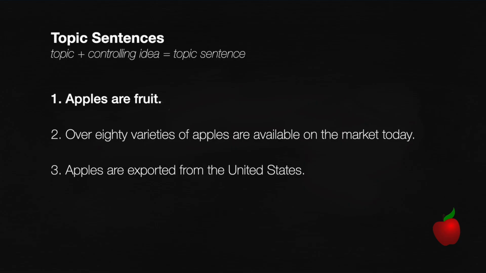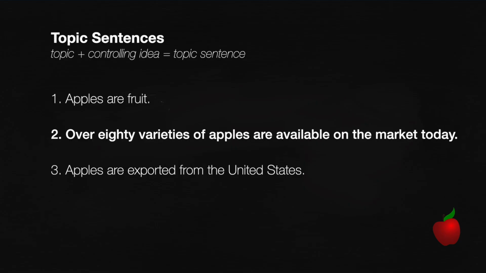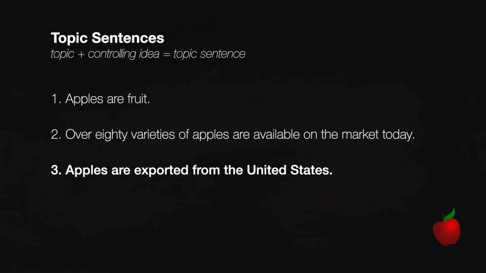Number 1, apples are fruit. Number 2, over 80 varieties of apples are available on the market today. Number 3, apples are exported from the United States. If you chose number 3, you're correct.